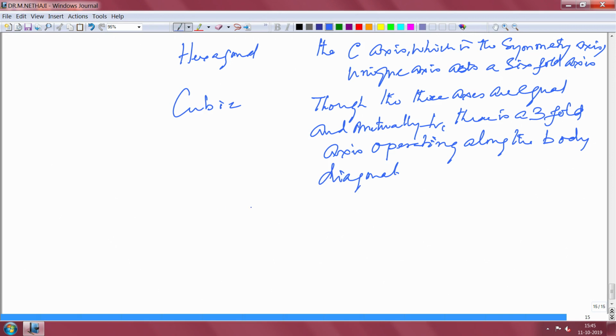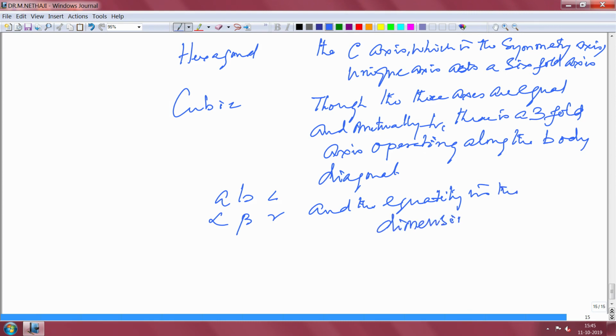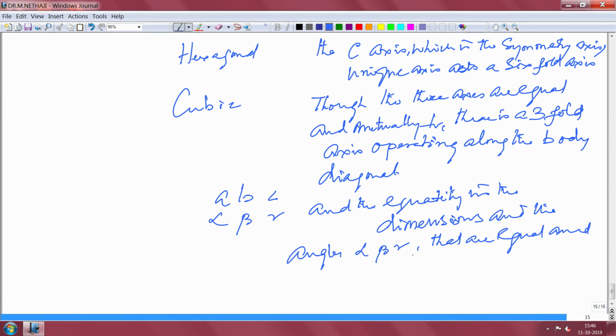So now it is easy to recollect the a, b, c, alpha, beta, gamma and the equality in the dimensions and the angles alpha, beta, gamma that are equal and 90 degrees.